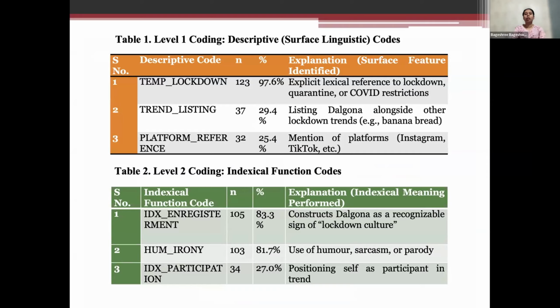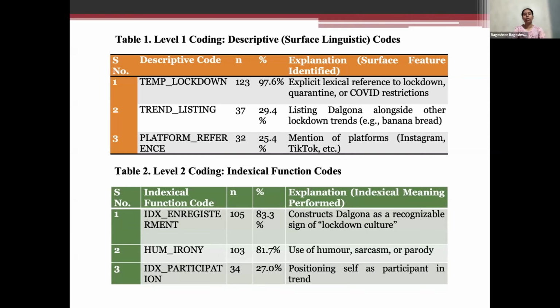So for example, in table 1, descriptive code TEMP lockdown. This is one of the codes. TEMP means temporal aspect of lockdown, and its explanation is explicit lexical reference to lockdown, quarantine, or COVID restrictions. So when this surface feature appears, the code TEMP lockdown is given. N denotes the number of tweets which show that temporal aspect, and percentage is the frequency of those tweets.